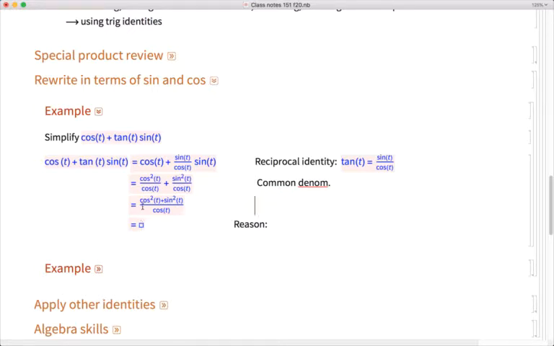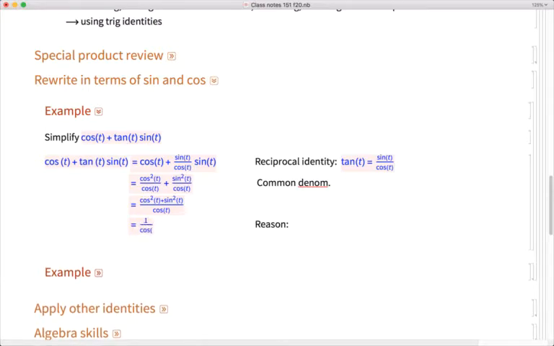And then in the numerator now we have cosine squared plus sine squared. And this is the point where we're using an identity. This is the Pythagorean identity, one of the three listed in our book. And then lastly, as a final simplification, we can write that this is secant t. 1 over cosine is secant. And I guess that would be another reciprocal identity.